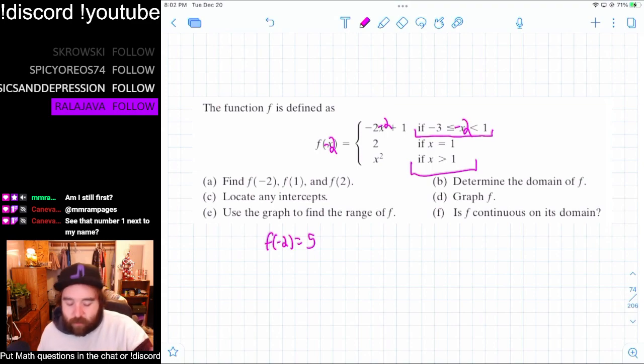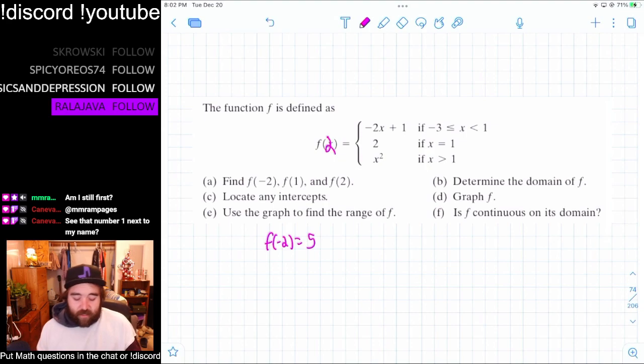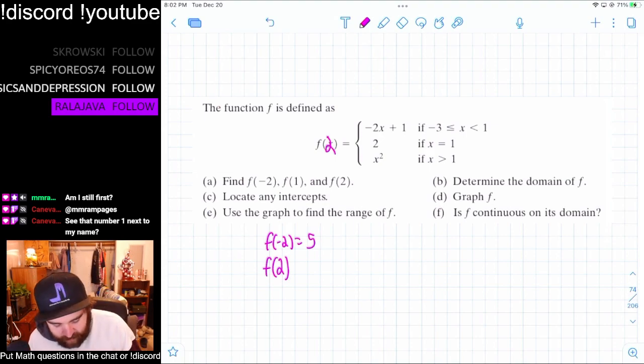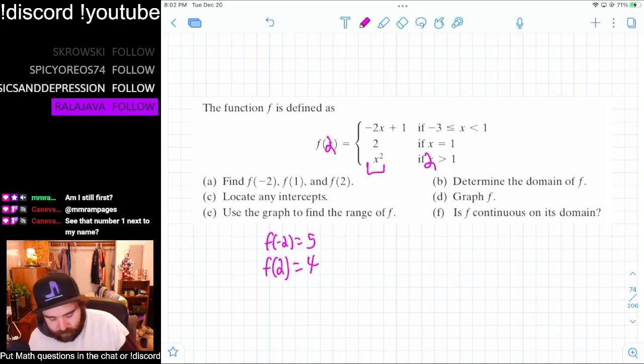Now for the other one, let's do f of 2 next. When we do f of 2, we're still plugging into the same function, we're still just finding f of 2. But we're looking at a different part of the function, because now you see 2 does not apply here. 2 is not between negative 3 and 1, but 2 is greater than 1. So that means when we do x equals 2, we're looking at this part of the function. We're plugging in x to that part of the function. So it's just 2 squared. So it's 4.